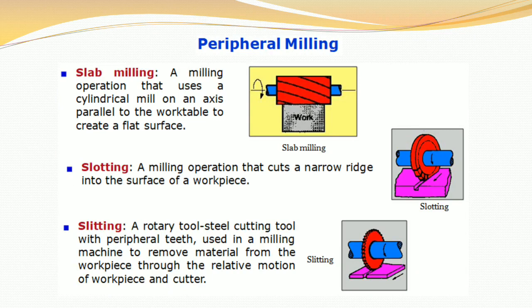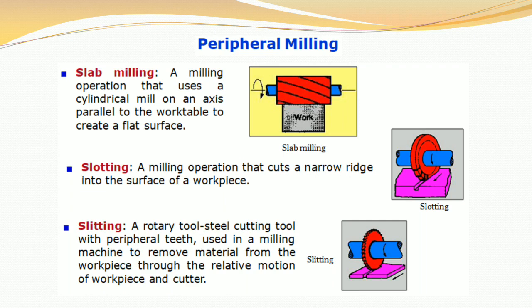Peripheral milling. Slab milling, slotting, slitting. Slab milling. A milling operation that uses a cylindrical mill on an axis parallel to the work table to create a flat surface. Slotting. A milling operation that cuts a narrow ridge into the surface of a workpiece.